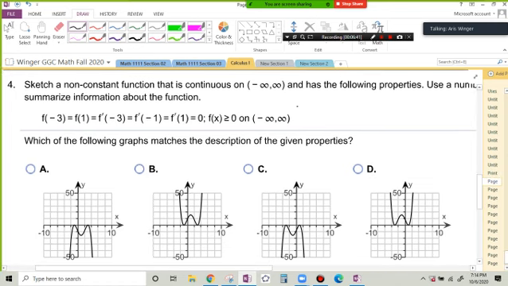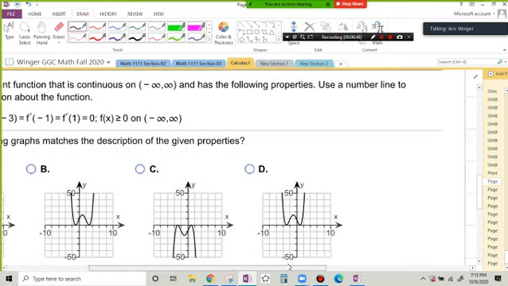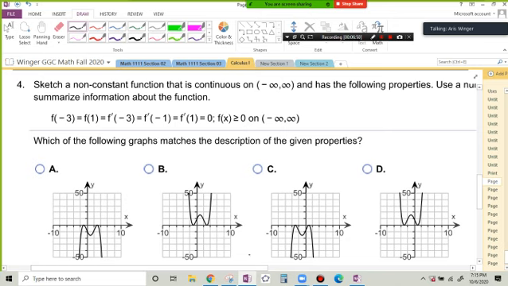Sketch a function that's not constant, that is continuous, no jumps, no breaks, and has the following properties. Use a number line to summarize information about the function.